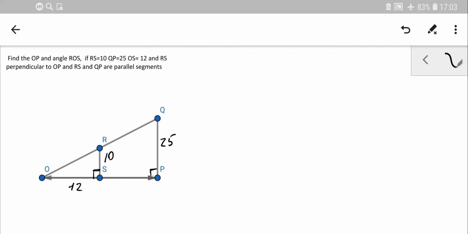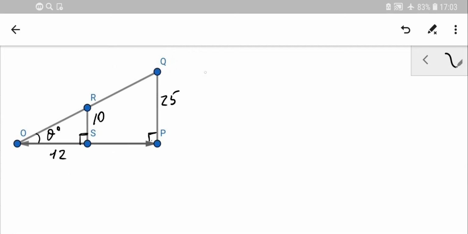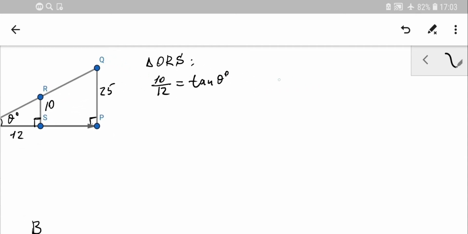First, we need to find ROS. This angle, I'll call theta. To find theta, we need to consider this small triangle ORS. It has a right angle, 90 degrees here. So we can use a trigonometric ratio to find theta. We have the opposite side and the side adjacent to the angle, so we'll use tangent. So 10 over 12 is tangent theta. All right, so we have the ratio for tangent.